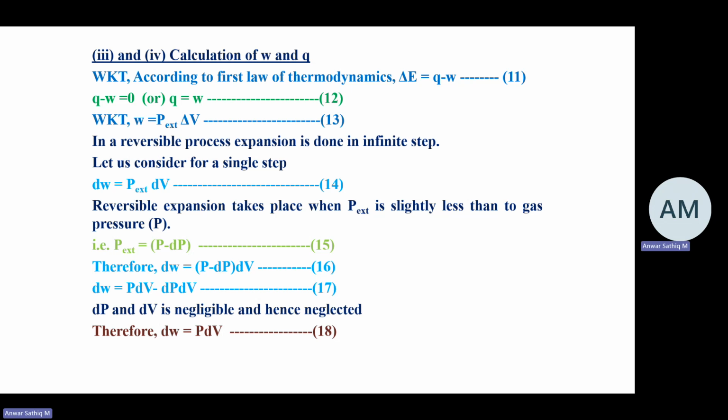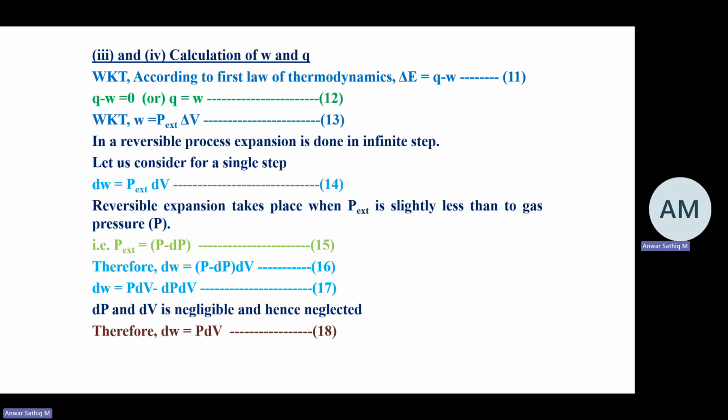Reversible expansion takes place when external pressure is slightly less than the actual gas pressure. External pressure is represented by P ext. Actual gas pressure is represented by capital P. Therefore, the external pressure is equal to the actual gas pressure subtracted by the difference dP. This is equation number 15. Substitute this value in equation number 13. We get dW is equal to PdV minus dP dV. This is equation number 17.